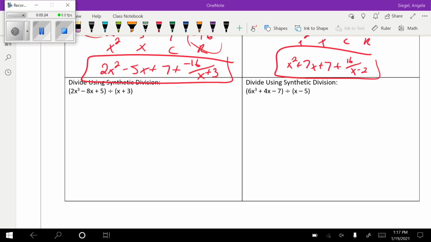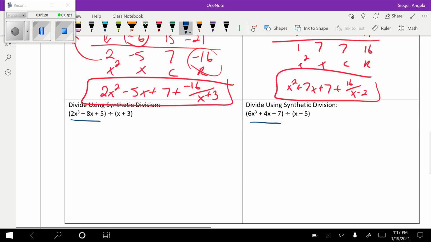We have two more. Notice that both of these jump terms. So I'll do this one, and we'll see if you can do the other on your own. The number that goes in the box is -3. Remember, we set that equal to 0, so for x. And so I have 2, and look, it skips. It goes from x to the third to x, so it skips an x squared. So I'm going to say 0, -8, and 5. Okay, so take it from there.